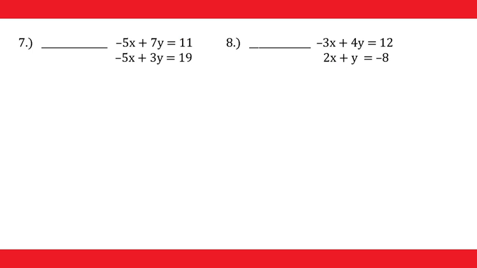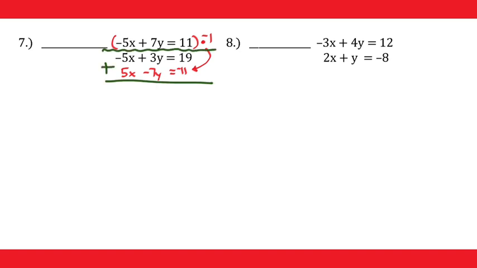On number 7, I don't have anything that eliminates naturally. So I have to change an equation so that they would. If only one of those x values was positive, I could eliminate. So I'm choosing to multiply the top equation by -1, and I have to do it to the whole equation. So -5x becomes positive 5x, and 7y becomes -7y, and 11 becomes -11.